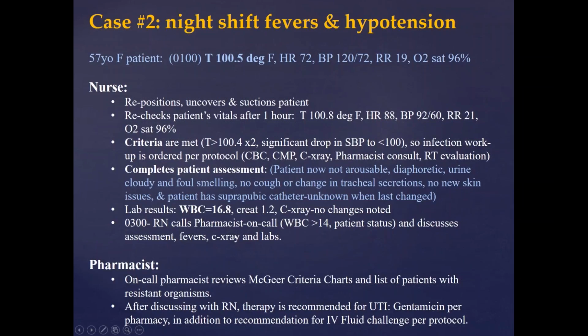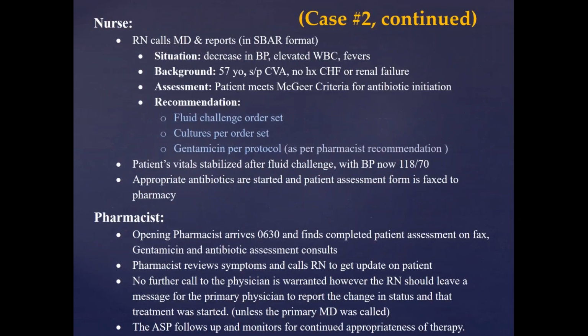So the RN calls the pharmacist on call, and that's the way we do it. We just have the pharmacist give the recommendation at night, and the pharmacist is called when the white blood cells are greater than 14 or the patient's status dictates. So then the pharmacist reviews the McGeer criteria charts and the list of patients with resistant organisms and recommends gentamicin for UTI, as it looks like the patient is qualifying for UTI.